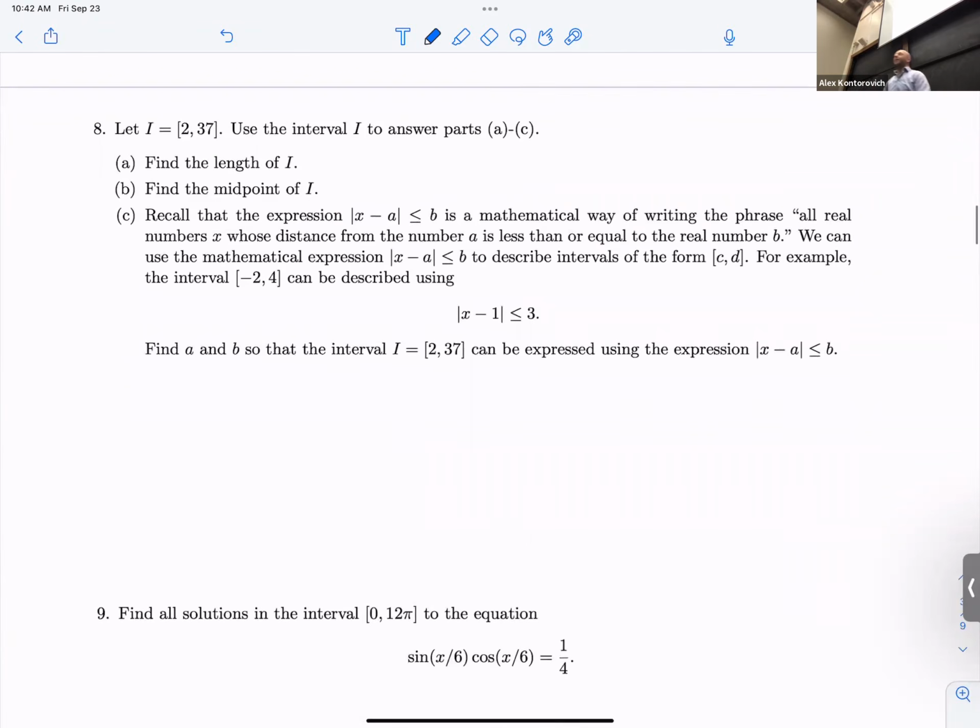All right. Let's do a timing check. We're on problem 8. We've spent 20 minutes. That's pretty good because there's 20-some problems here. We're making good time. Keep going.